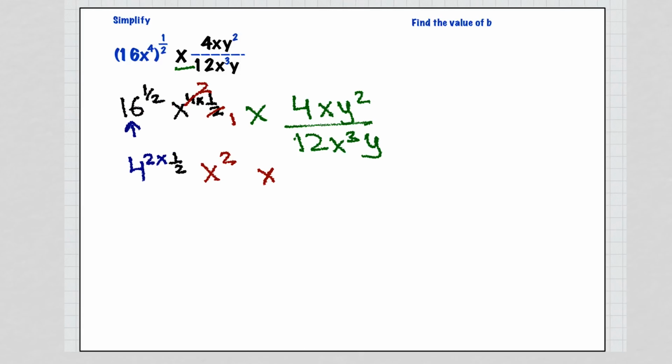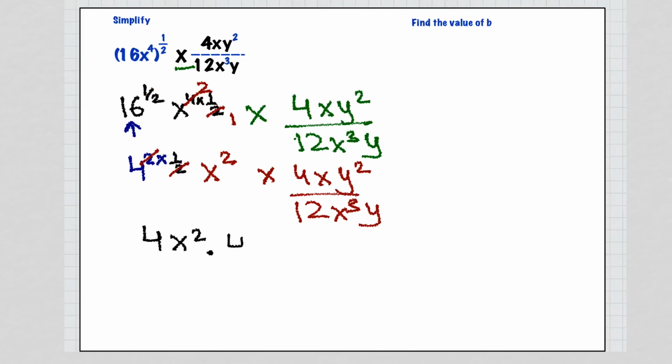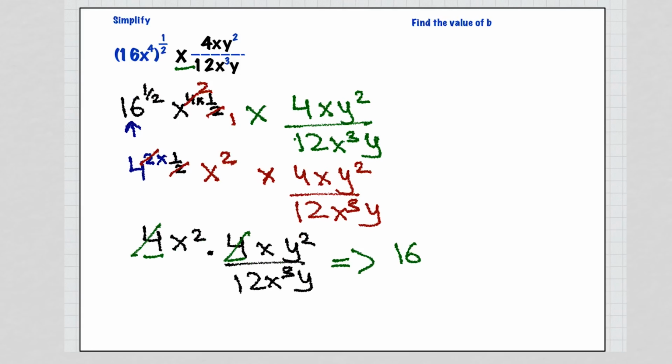Then times 4xy squared over 12x cubed y. Next step, I can cancel 2 and 2. It leaves me with 4x squared. Then I have 4xy squared over 12x cubed y. Now I can multiply these, numbers with numbers. 4 times 4 is 16, and then x squared times x would be x cubed, and then y squared over 12x cubed y.